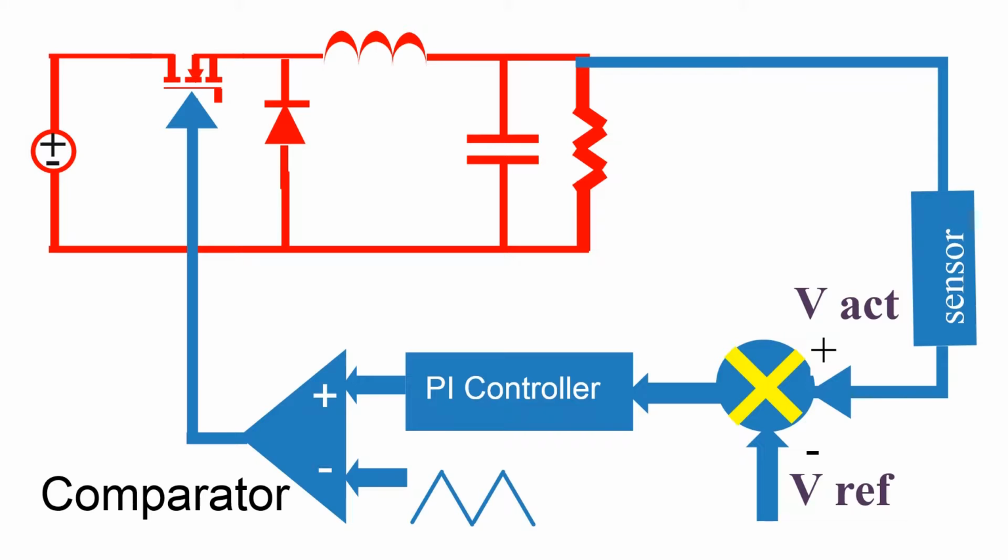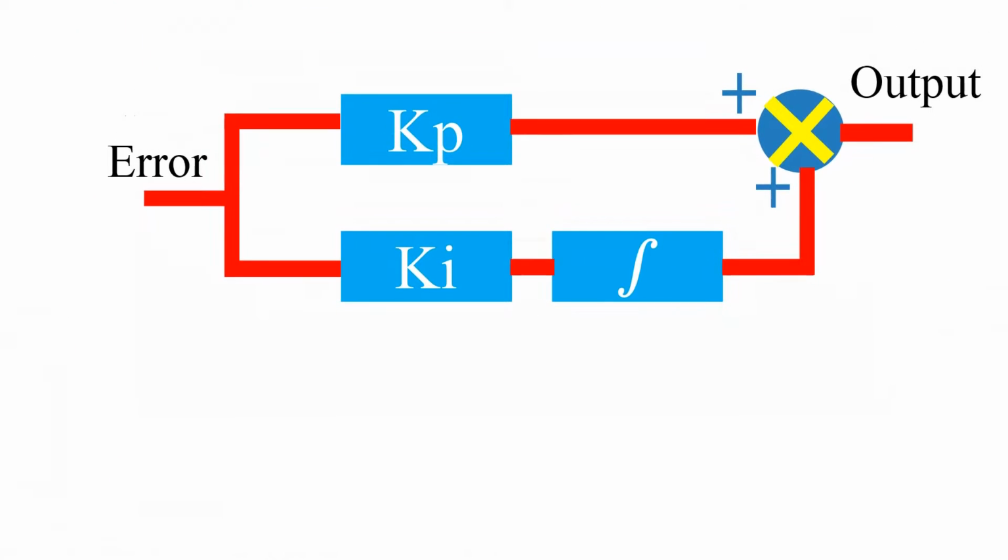Now we will look into the PI controller in detail. Transfer function of PI controller is KP plus KI by S. So we need a proportional gain, KP, an integrator gain, KI, and an integrator. Now I will show you how to simulate this in PSIM and explain everything in detail. Let me go back to the PSIM window now.